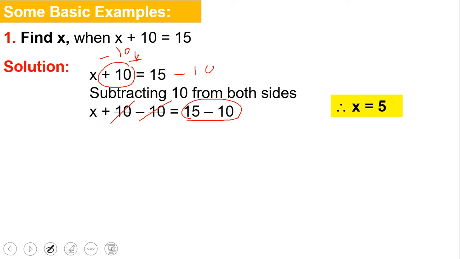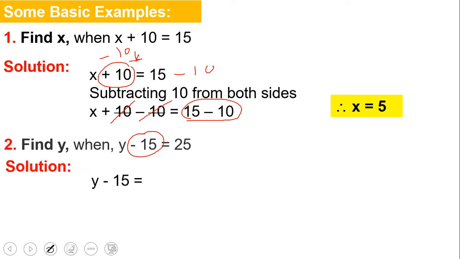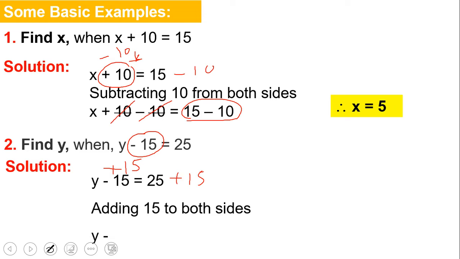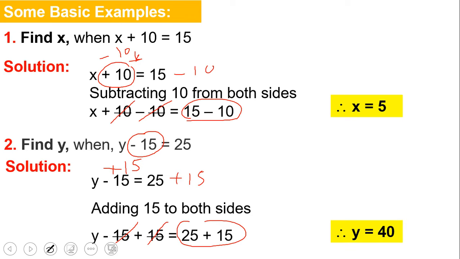Understand? Similarly, another example for subtraction. Find y when y minus 15 is equal to 25. Now here it is subtraction. If we want to remove this 15, we have to add 15 to both sides. So the solution is: add 15 to both sides, plus 15, plus 15. This 15 gets cancelled, and 25 plus 15 is 40, and therefore the answer is y is equal to 40. This is the second example.